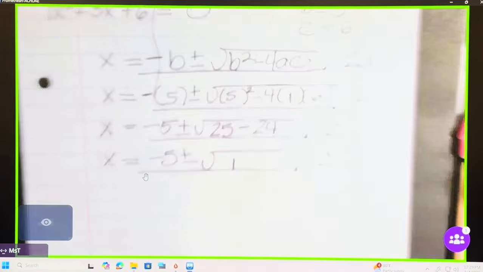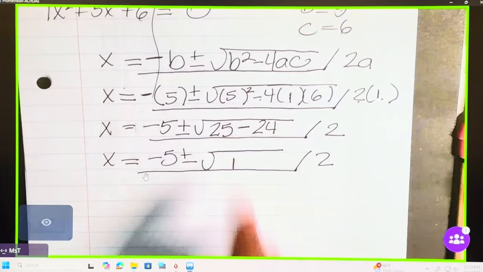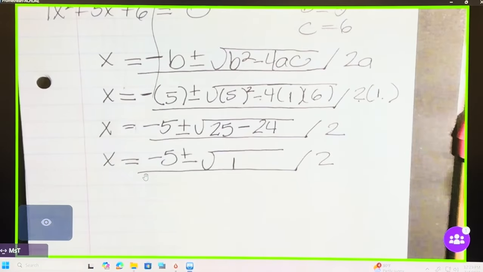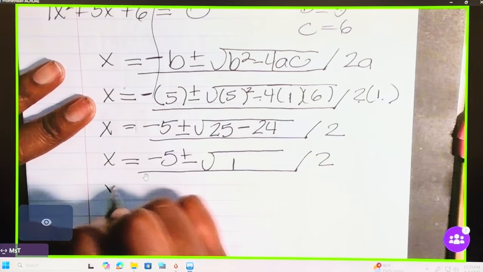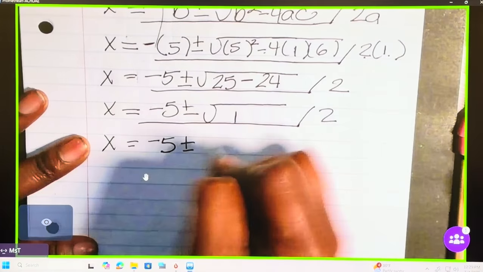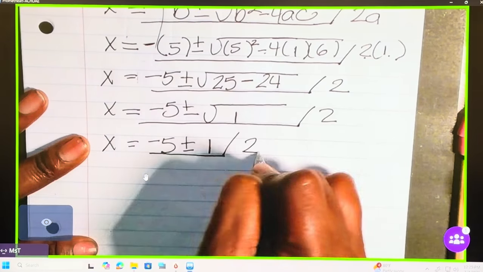Now, I'm still not done. Why? Because I need to get rid of this grouping symbol first. It needs to go away, or be completely simplified. What is the square root of 1? Is it square root 1 or whole number 1? Whole number 1. So I'm going to have x equals negative 5, because I can't do anything with that yet, plus or minus whole number 1 all over 2.